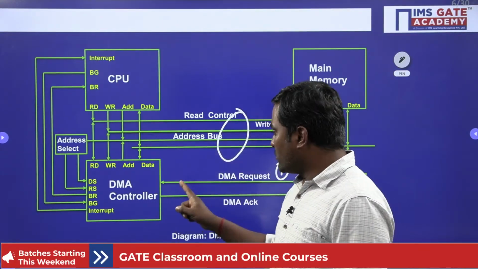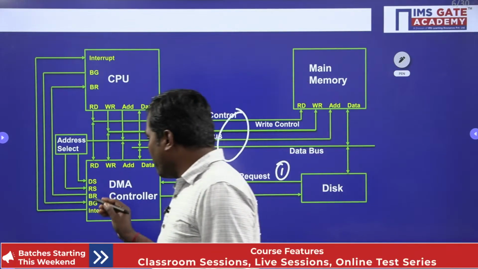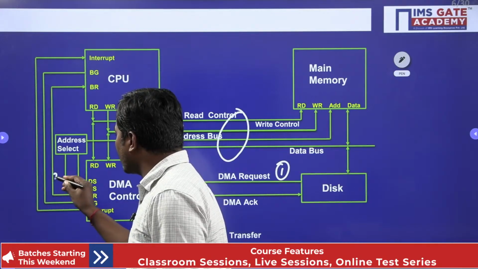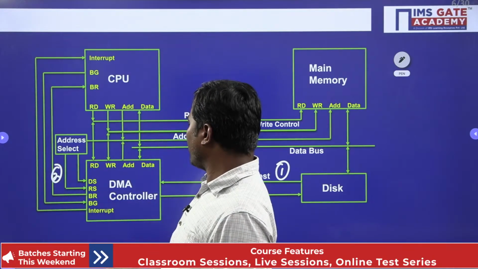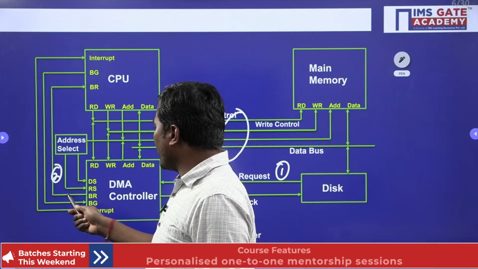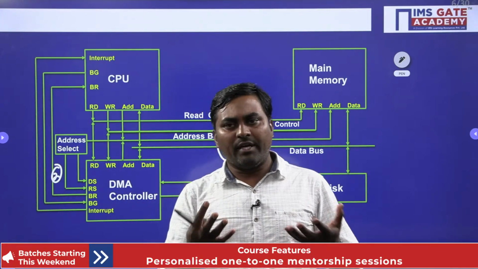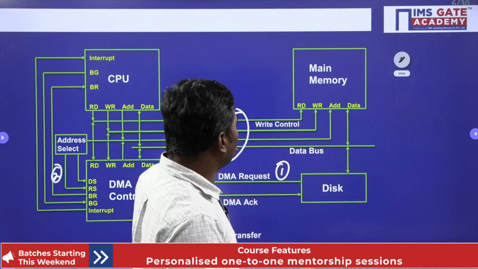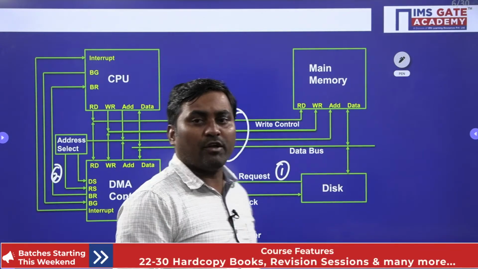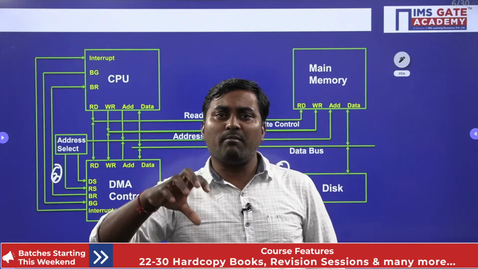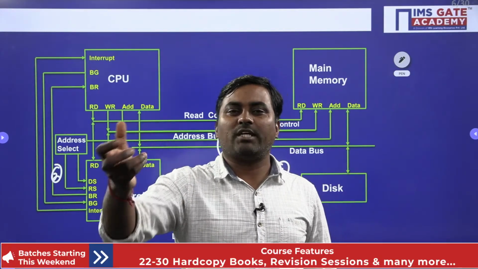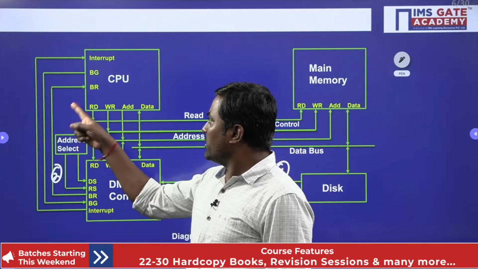Now, the second step, please observe. Bus request signal is there. Step number 2, bus request. The DMA controller puts a request to the processor saying that I need a system bus. I need a system bus to transfer, because the system bus is common between the memory and the peripheral devices. I need control of the system bus so that I can initiate the IO transfer, so it puts a request to the CPU.